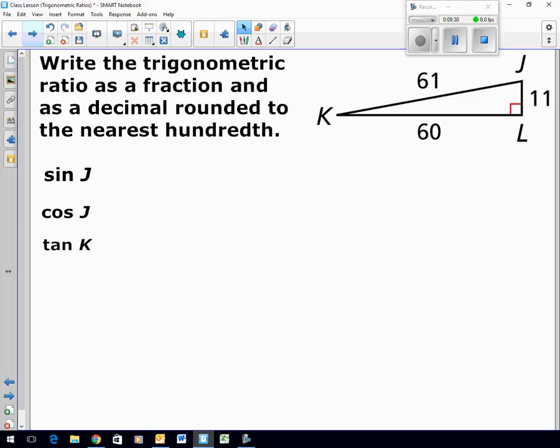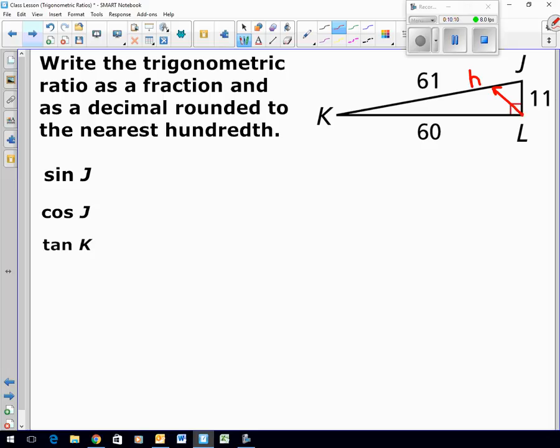I said yesterday, the first thing to do in every right triangle problem is to identify the hypotenuse. How do I know it's a right triangle? You see the square, a right angle. To find the hypotenuse, go straight across from the right angle and put an H. That is always your hypotenuse. It does not matter which angle you switch to, that is your hypotenuse. First thing to do is always find the hypotenuse.